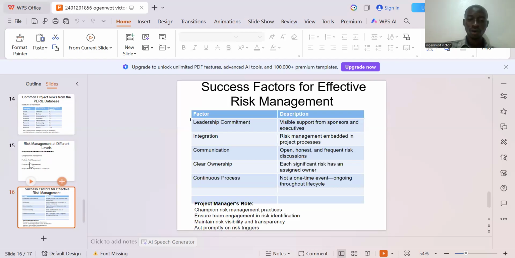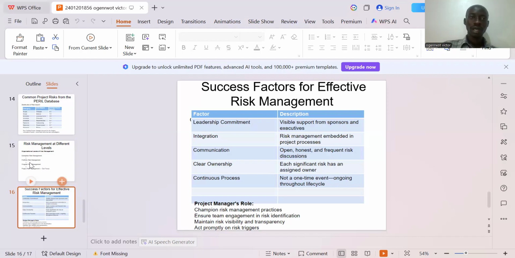Communication: there has to be open, honest, and frequent risk discussions. Clear ownership: each significant risk must be assigned to an owner, so that when a problem develops, they know who will counter that risk. There has to be a continuous process. It's not a one-time event, it's ongoing throughout the entire life cycle, as I have always been saying.